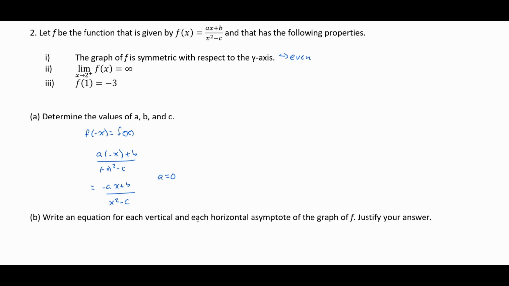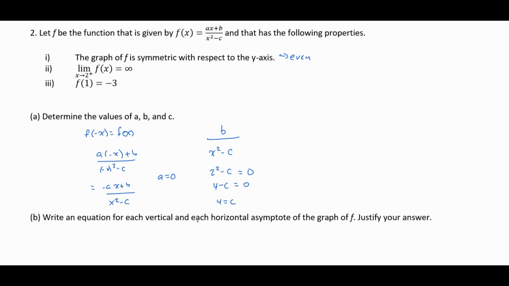Now with the second piece of information, the limit of f of x as x approaches 2 from the right side, well, let's see. It's going to infinity. So if we know we have b over x squared minus c, and we know x is approaching 2, so 2 squared minus c should equal 0. So 4 minus c equals 0, so c has to be 4. So we know now a is equal to 0 and c is equal to 4. And lastly, we want to know what b is.